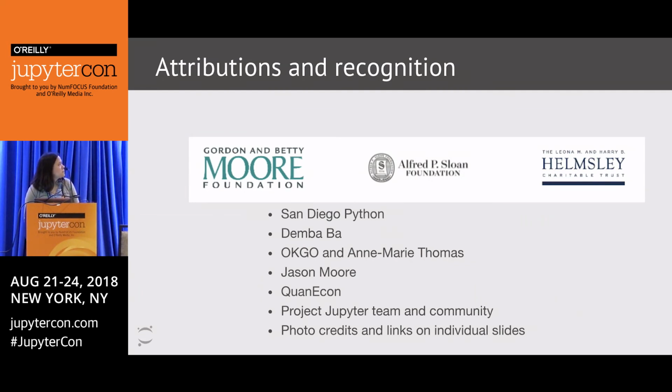In terms of other people we want to mention, the San Diego Python group, we want to send our thanks to them. Demba Ba gave a great talk last year and has been doing really great work in Jupyter Notebooks for Education. We also have, is this pronounced OKGo? Okay, there's OKGo and Anne-Marie Thomas. Carol also mentioned Jason Moore and Quant Econ. Project Jupyter, again, we are particularly involved with and are thankful to the rest of the members of the community, including all of you.